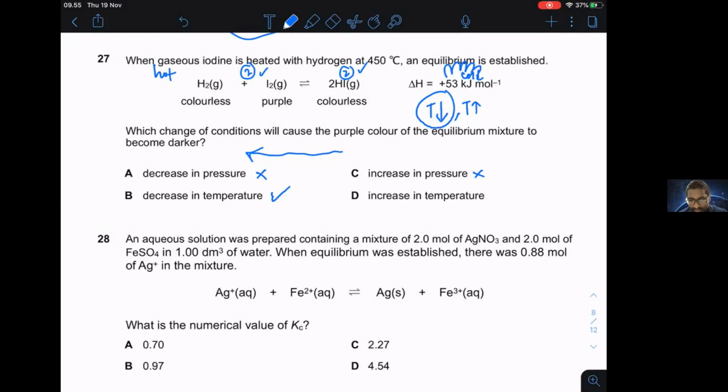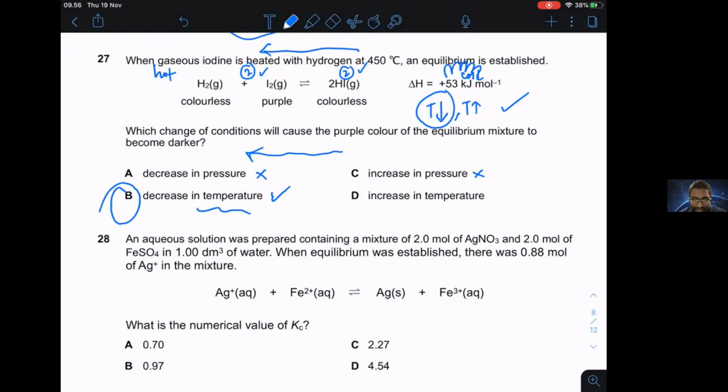Or if you want to double check, you can. If you have a decrease in temperature, according to Le Chatelier's principle, you need to increase the temperature. How do you increase the temperature? By moving from cold to hot. So you move to the left. That is going to be the answer B.